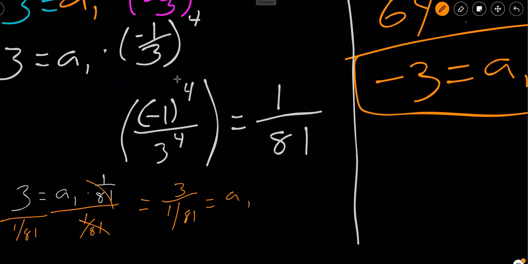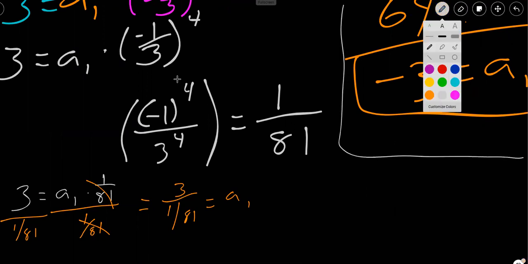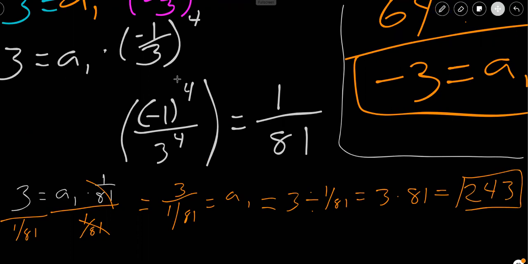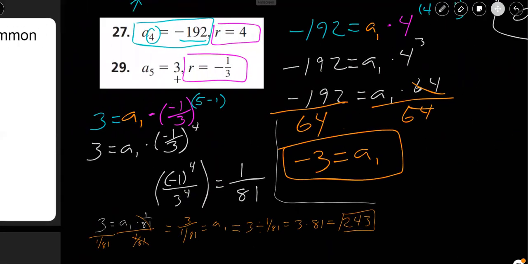That's going to be, let's continue going to the right. So that means it's going to be the same as 3 divided by 1/81, which is the same as 3 times 81, which is going to give me an A1 value of 243.